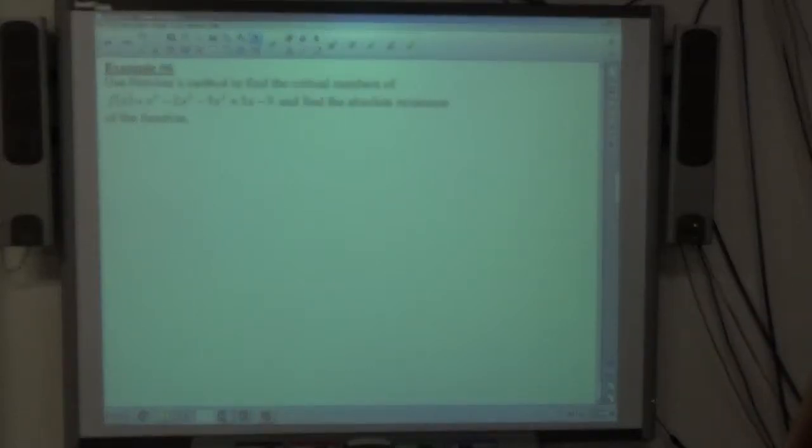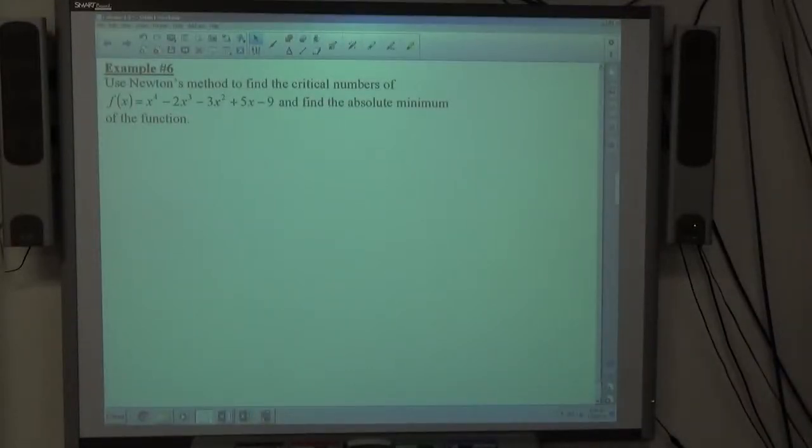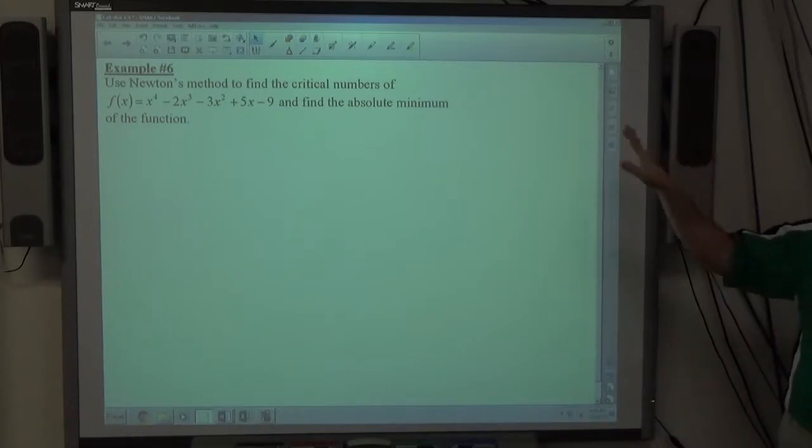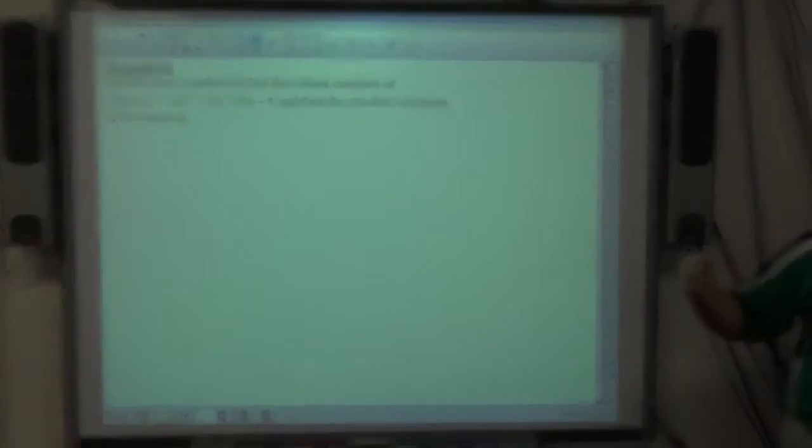All right, example 6, use Newton's method to find the critical numbers of that and find the absolute minimum of the function. Now look at the difference in this question and the previous ones. The previous ones were asking us for the roots of the function, right? This is asking for the critical numbers of the function. Critical numbers and the absolute minimum. So they're talking about the first derivative of critical numbers.